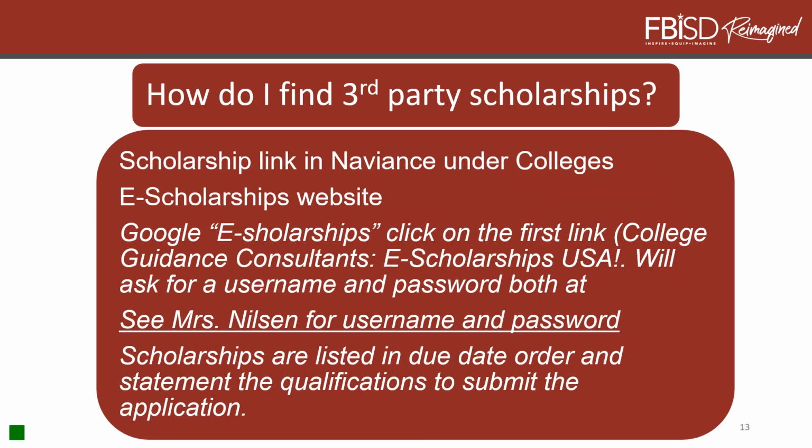How to find third-party scholarships. Third-party scholarships are the scholarships through Coca-Cola or the Chamber of Commerce. Maybe it's a scholarship through your church or your religious organization. Maybe it's a scholarship through a nonprofit or a company. There are all kinds of scholarships out there. There are scholarships for students who have red hair, blue eyes, one green eye and one blue eye, one brown eye, one purple eye. All different kinds of scholarships out there for all different kinds of students.